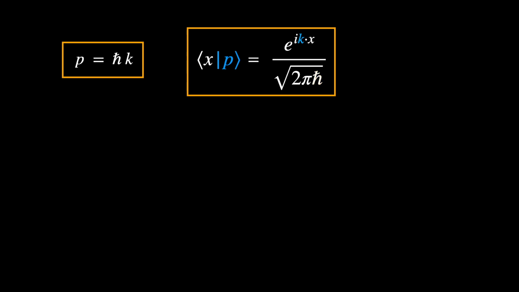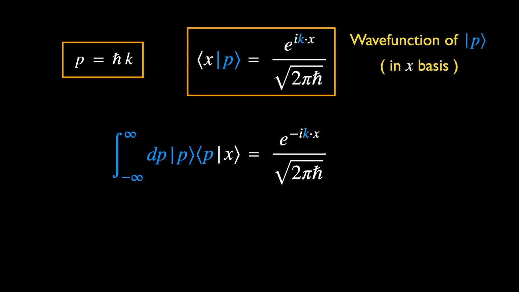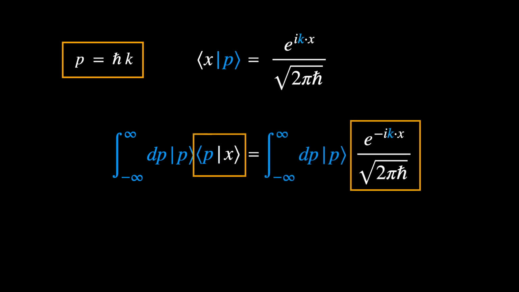If we can see the bracket ⟨x|p⟩ as the wave function of state p in the x basis, what can we say about ⟨p|x⟩? Let's attach this component back to the matching momentum basis. In this form, it is obvious that the bracket ⟨p|x⟩ can be seen as the wave function of state x in the p basis.